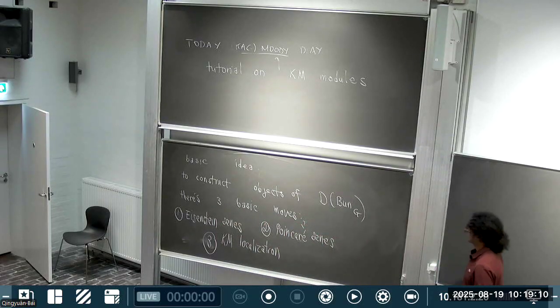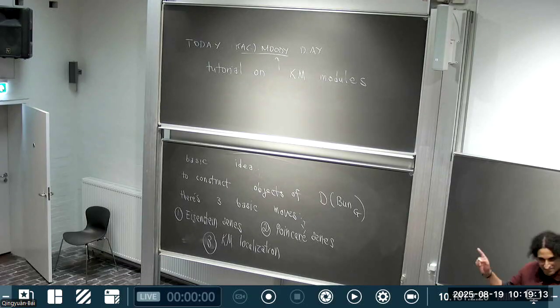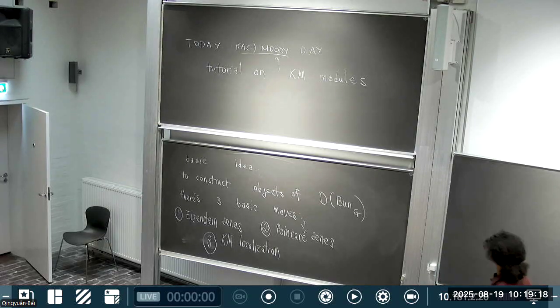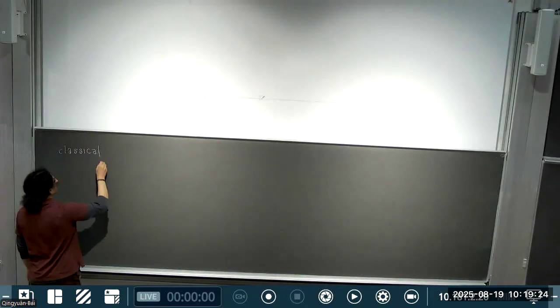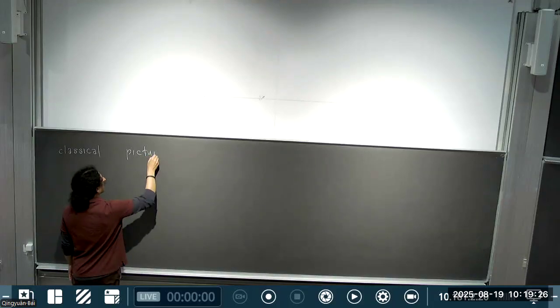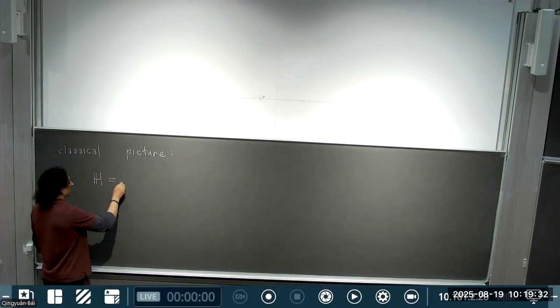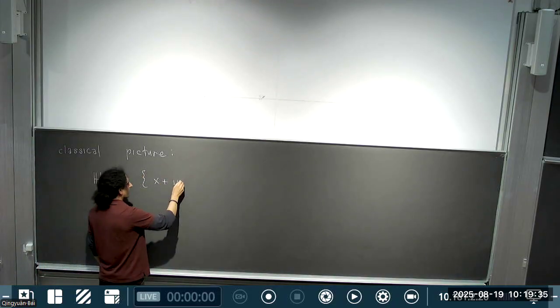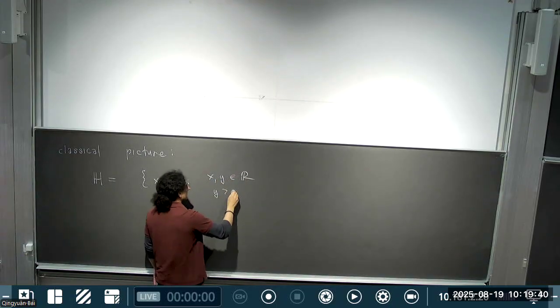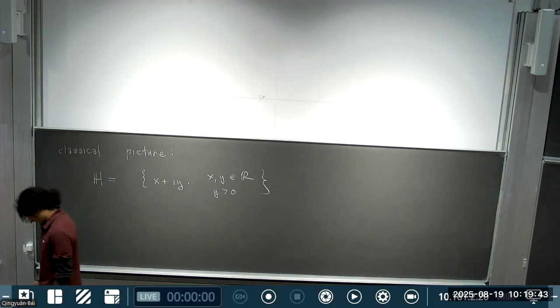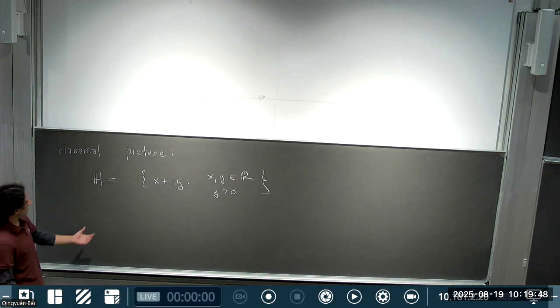Having said that, now let me give some purely classical motivation for what you want out of Kac-Moody localization. Here's the classical picture. If you recall, we have the upper half plane, with x and y real numbers and y greater than 0. And for modular forms and modular functions, the most classical ones live here.